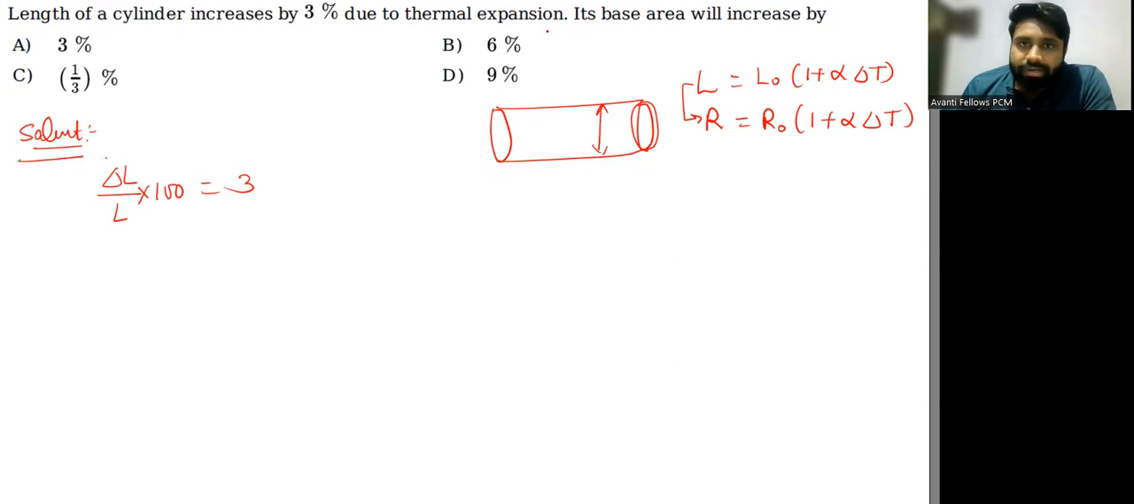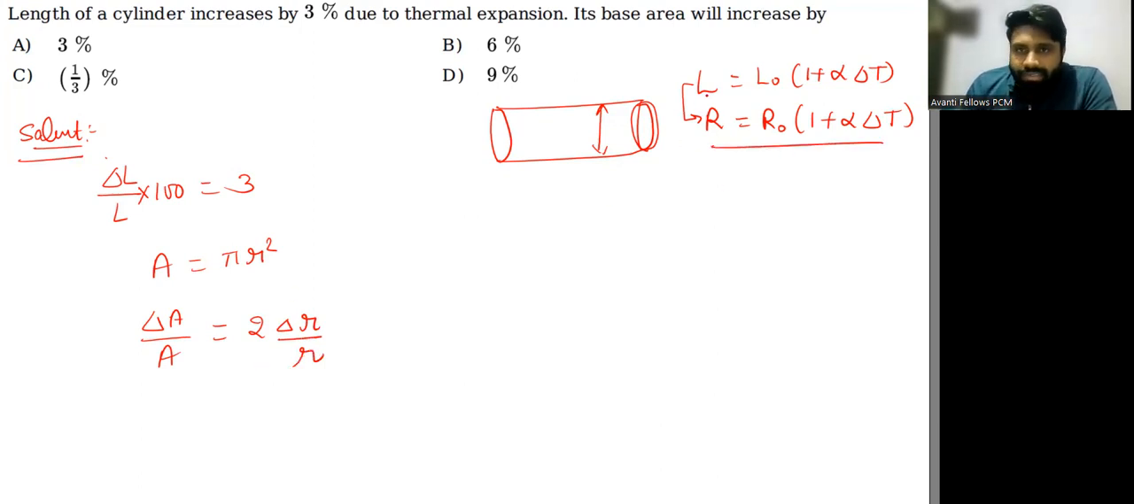Now we need to calculate the base area expansion. The base area will increase by how much? We know that base area, which we will take as A, is nothing but pi r square. If we take the change of it, delta A by A will follow the same property as logarithmic differentiation. So this pi, which is a constant, will be removed, and 2 will come in front of the r. It is 2 delta r by r. Now from this relation, you can replace this r with L. So this delta r by r is nothing but delta L by L.